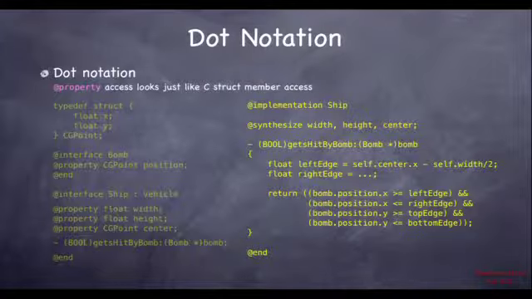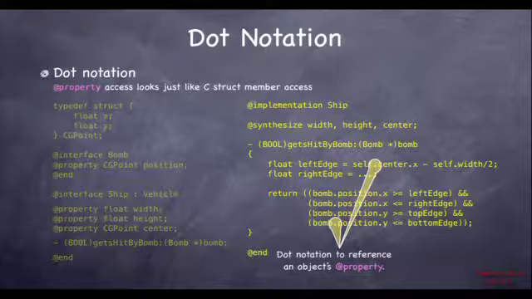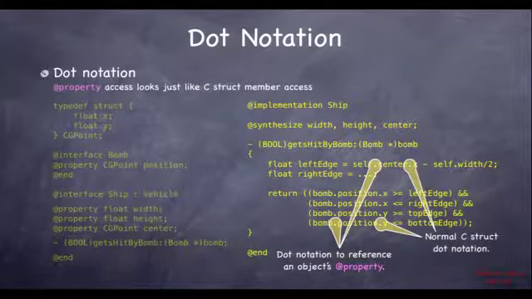So the key thing to notice here is that dot notation. Those two dot notations that are highlighted, that's accessing properties. You see that? self.center, that is the ship accessing its own center property. And then down at the bottom, bomb.position, that is accessing the position property of the Bomb star argument to this method. Everyone got that? And then these other dots over here, that's accessing the C struct, whether it's the self.center C struct or the bomb.position C struct.